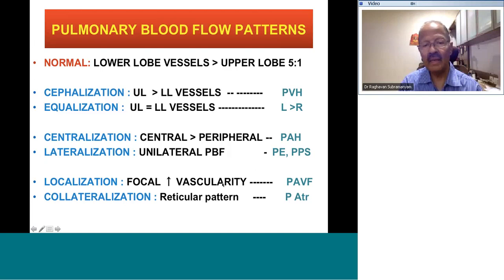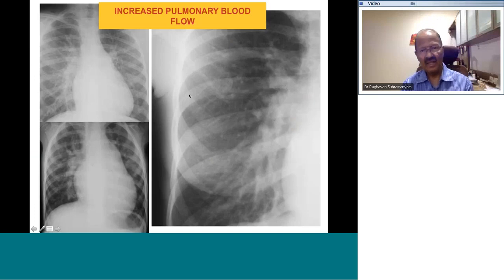You could have localized abnormalities, which typically occur in a case of pulmonary AV fistula, and you can have multiple patterns like collateralization, where the pattern doesn't fit in any one of these, such as cephalization or centralization, where you have a diffuse reticular pattern, typically found in collateral supply from the aorta. So you must be aware of these terms some people use to describe an X-ray.